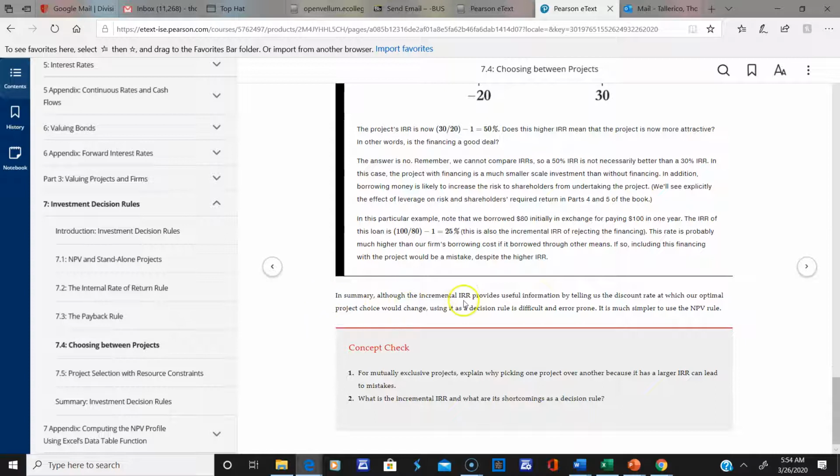So, although the incremental internal rate of return provides useful information by telling us the discount rate at which our optimal project choice would change, using it as a decision rule is difficult and error-prone. And as they always fall back on, it's much simpler to always use net present value.